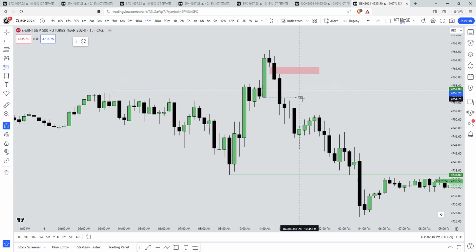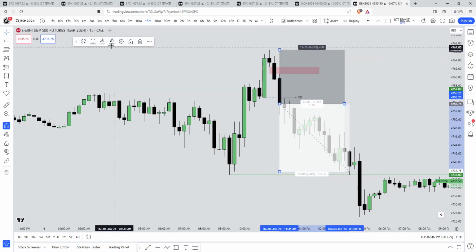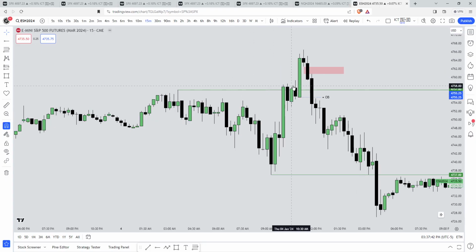So where would I enter in this case? As soon as it closes beneath the fair value gap, you could enter, stop loss above this high. This isn't a high enough RR trade for me to take. So in this example, I just would have missed the opportunity if I was trading the bearish change in the state of delivery. So that's going to be it for episode 2 on the change in the state of delivery model.